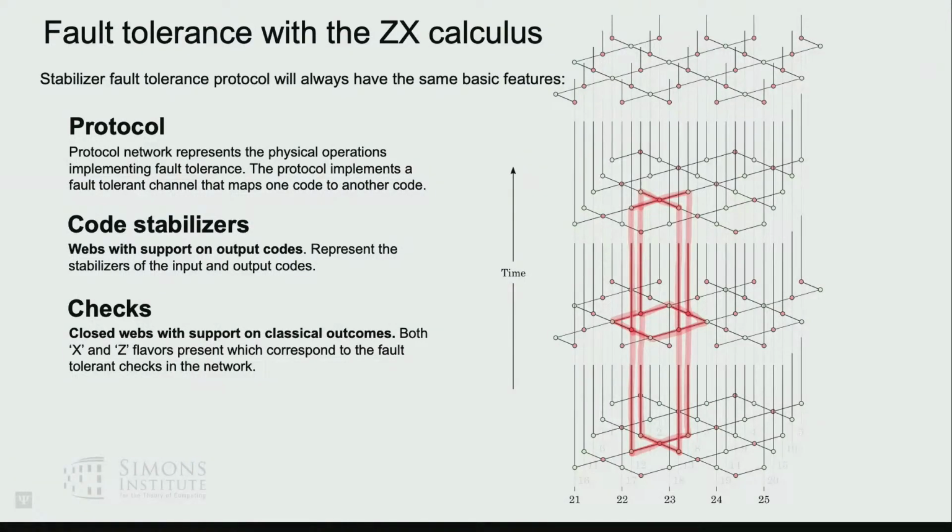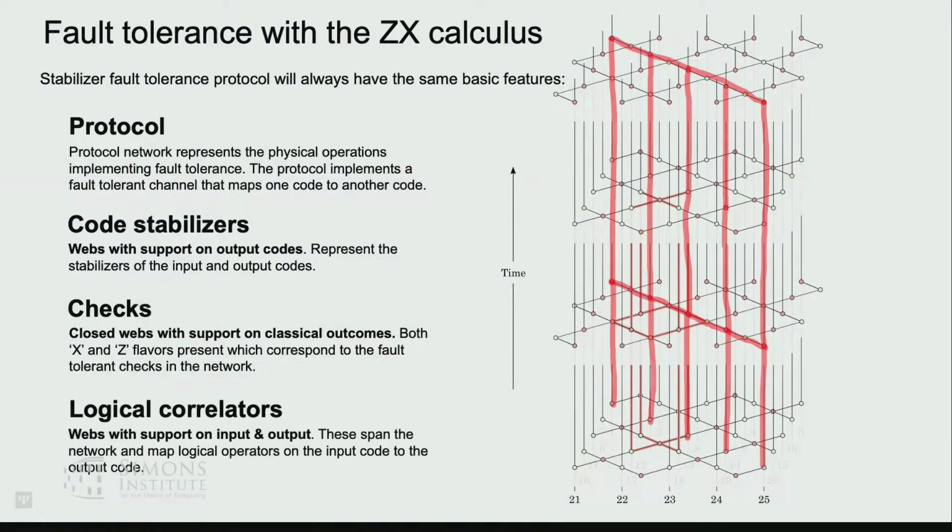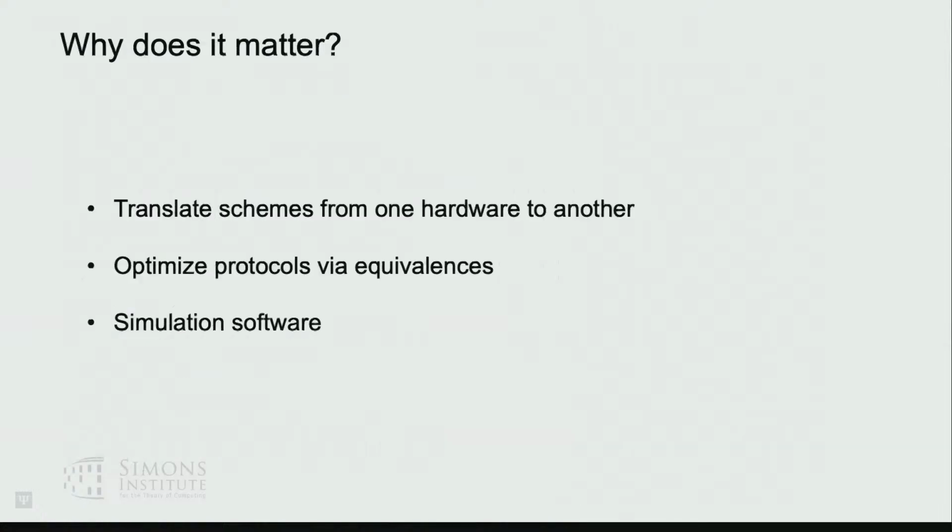And then finally, there are logical correlators. These will be extensive Pauli webs that transmit all the way through this system from the input code to the output code, and they go through the bulk. These are the objects that are propagating the quantum information from the logical qubit that's going in to the one that's coming out. And so again, this is just a restatement of the properties of a fault-tolerant logical channel, but in this language of the ZX diagram.